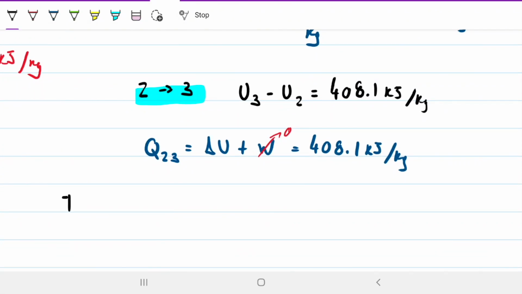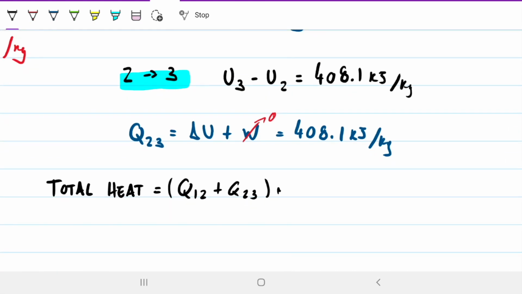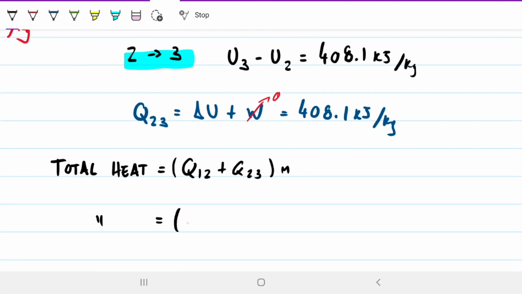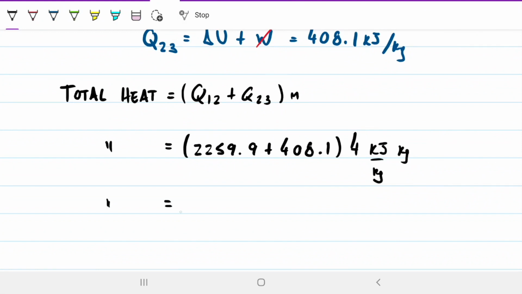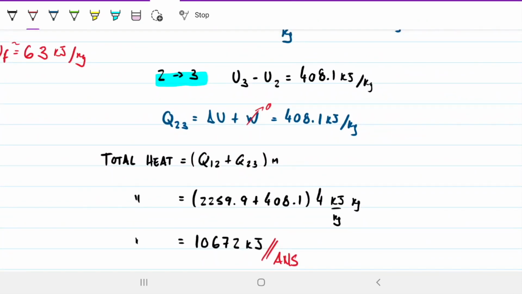What is the total heat? Well, total heat is Q1 to 2 plus Q2 to 3, and we also need to multiply by the mass to get it in kilojoules as opposed to kilojoules per kilogram. So total heat will be 2259.9 plus 408.1, and I'm multiplying the whole thing by 4, kilojoules per kilogram times kilograms. So total heat ends up being 10,672 kilojoules. And that is the answer for total heat. Okay, so we did total work, which is 600 kilojoules, and total heat, which is about 10,600 kilojoules.